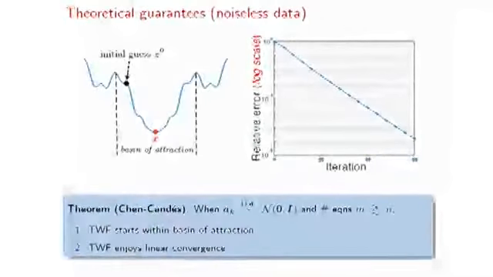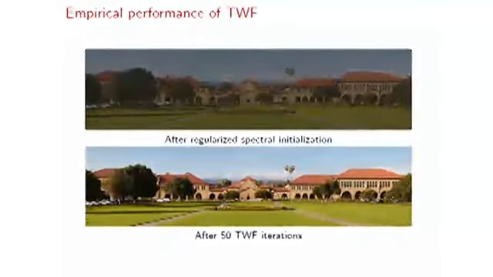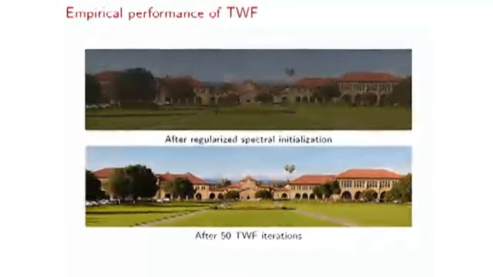Okay, so this is showing the good result in theory, and this is also good in practice. So let's come back to our image example. Recall that after the proposed initialization, we get something that looks like this. And after we run the proposed iteration 50 times, we get an image that is almost noiseless.